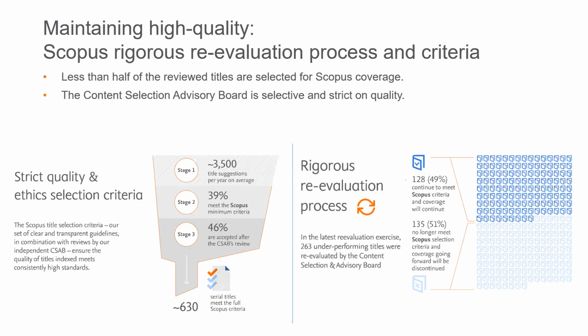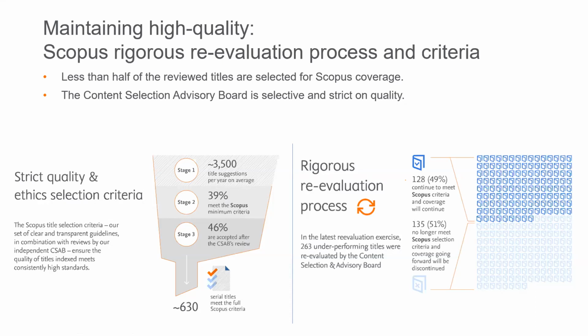Why are we talking today about Scopus? Because Scopus has a re-evaluation process and criteria, and that's why I told you it's really important, while you're trying to choose the right journal, to check the situation of that journal in Scopus. Because each year, all the journals indexed in Scopus go through a re-evaluation process by the Content Selection Advisory Board. They make a re-evaluation of all the journals that are indexed in Scopus.